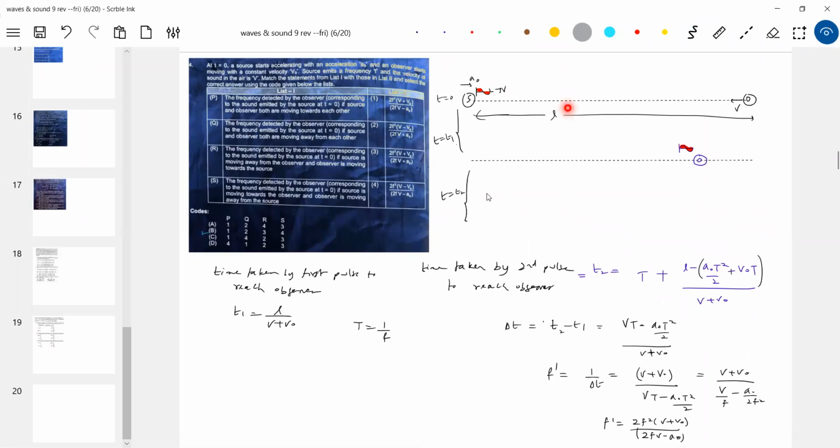Both are approaching, no? Next, again the frequency detected by the observer, if the source and observer both are moving away from each other. If they are moving away from each other, what changes will you make? Anybody want to tell? There's only one change. If you make it, the problem will be over. So this should be positive. Then again you solve it. So what will your result be? This will be positive. That's all. Check it.